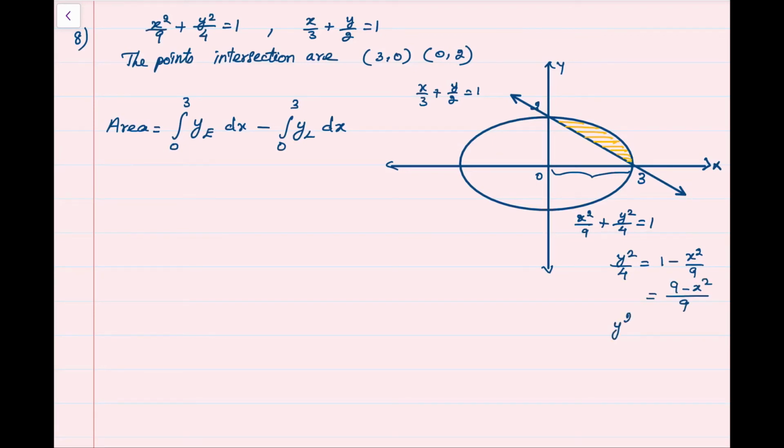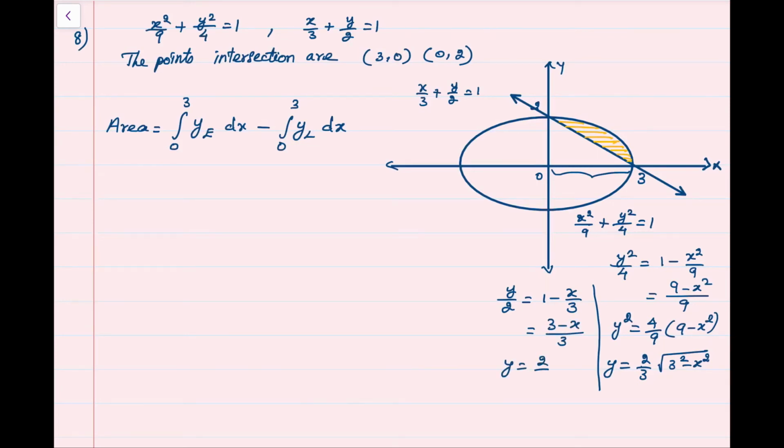Therefore, y square is 4 over 9 times 9 minus x square. y is 2 by 3 times root of 3 square minus x square. We will take the positive square root because we are using the curve in the first quadrant. Similarly, from the line equation, y divided by 2 is 1 minus x divided by 3. Taking LCM, therefore y is 2 divided by 3 times 3 minus x.